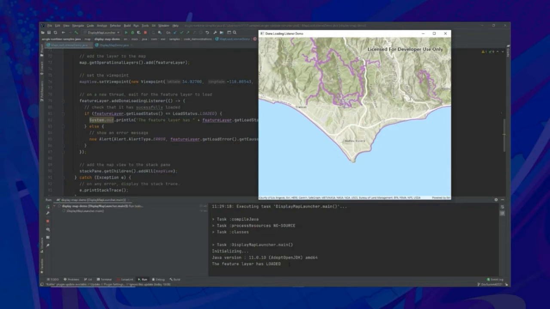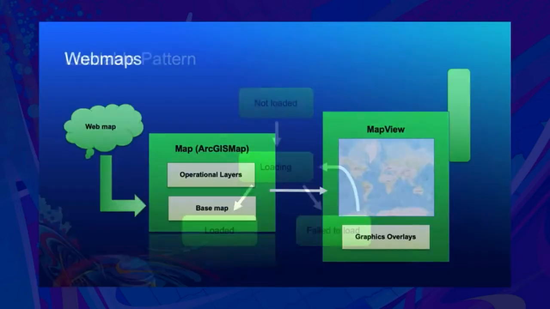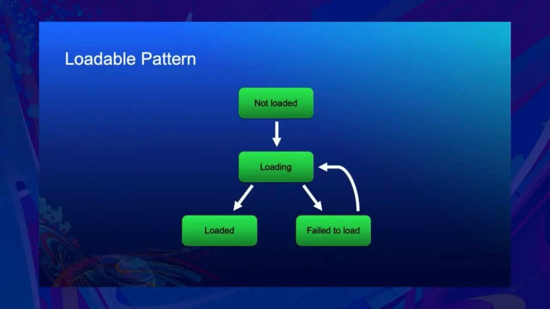Knowing the load statuses of the data is really powerful because now we can programmatically enable any user interface controls, such as an editing toolbar in our application, once the layer has successfully loaded. And with that, I'll hand it back over to Mark. Thanks, Simone. So as you can see, by implementing and listening in to the loadable pattern, we've made our application much more robust and it can give good feedback as to whether things are going well or not so well, and we can give our users that all-important UI feedback.